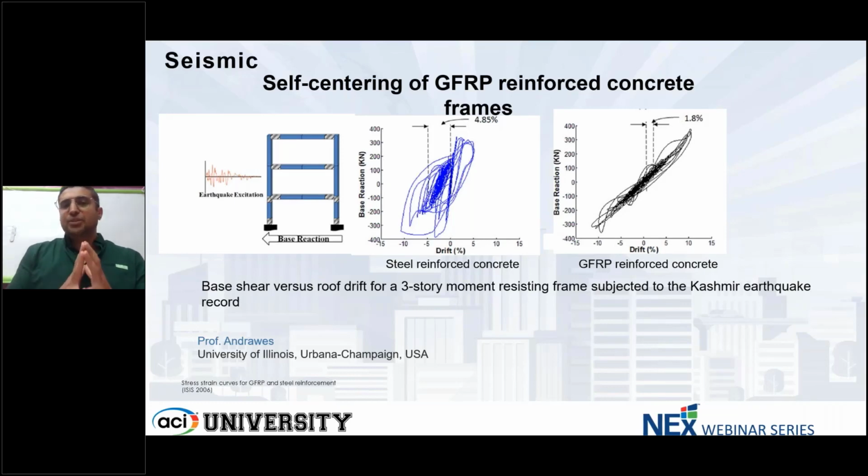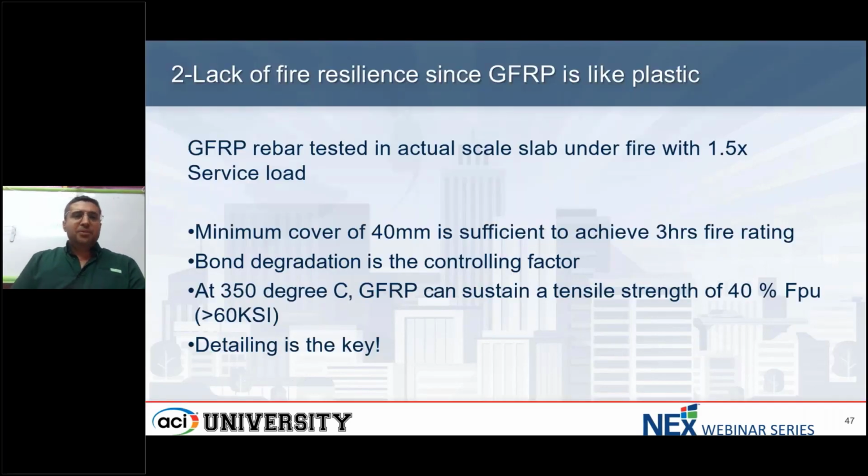This is huge because it shows that after the seismic event, the structure went back almost to its original shape with very minor deformation, versus steel, which, because of the yielding, stayed deformed. And I think this is a new era in civil engineering to use fiberglass rebar in seismic, and the ACI codes and NEX and all the committee members, we are working really hard to implement this new system into the upcoming version of ACI 440. Number two, the second misconception is lack of fire resilience in GFRP.